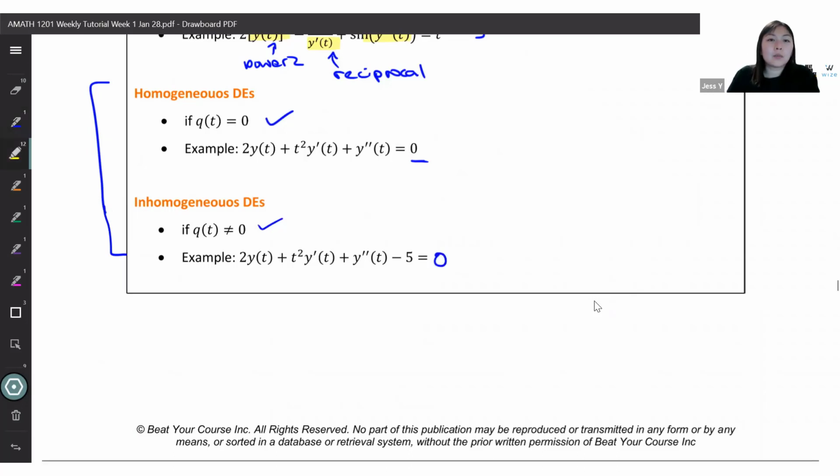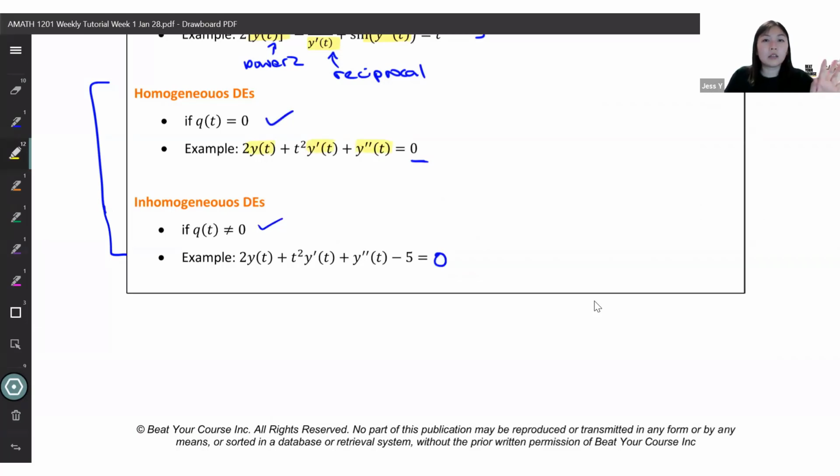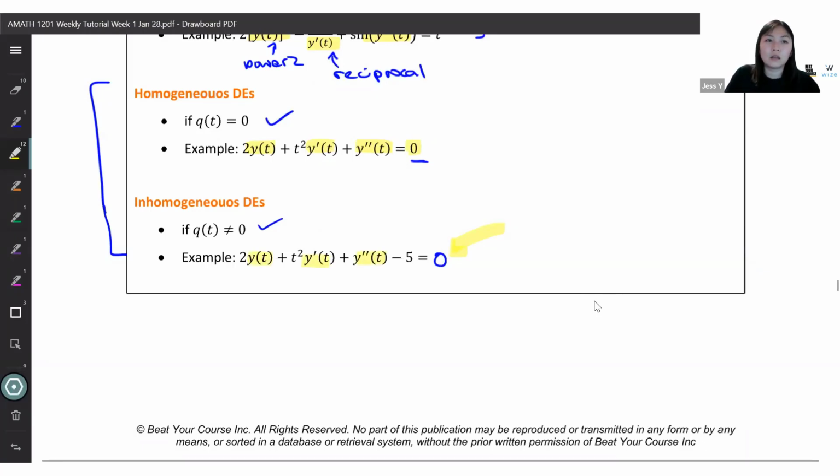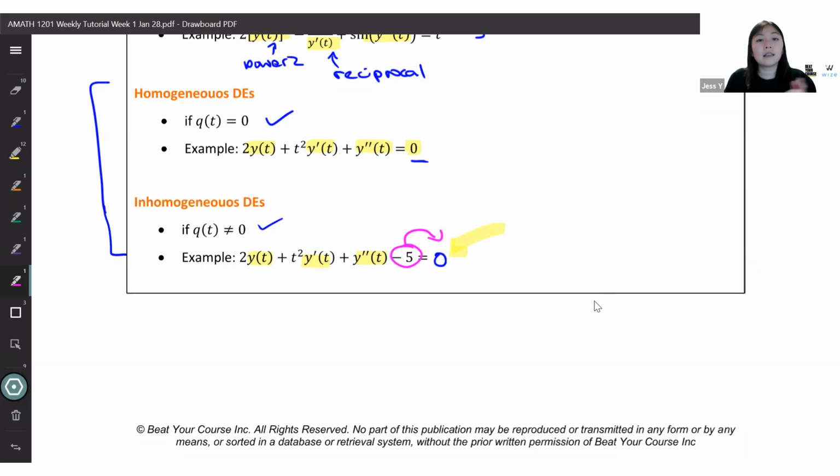So if you look at this example here, all these terms that have y's are on the left. All the other terms are on the right, which is just a 0, so it's homogeneous. The second example, you might think, okay, Jess, there is a 0. Why is this inhomogeneous? Well, if you highlight all the terms with a y, there's this term, this -5, that doesn't have a y. So we need to pop him over to the other side. And the instant we pop him over, it's no longer going to be 0. So that's why it's inhomogeneous. Okay.